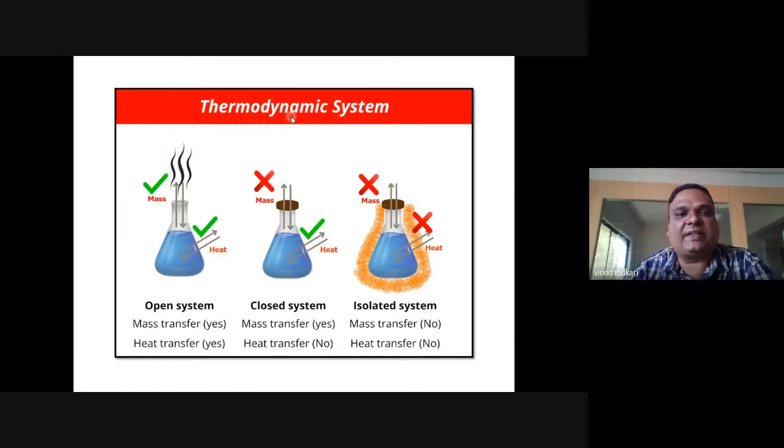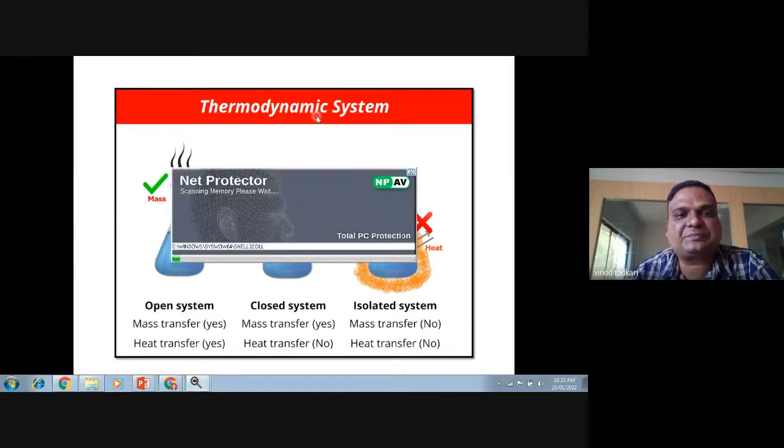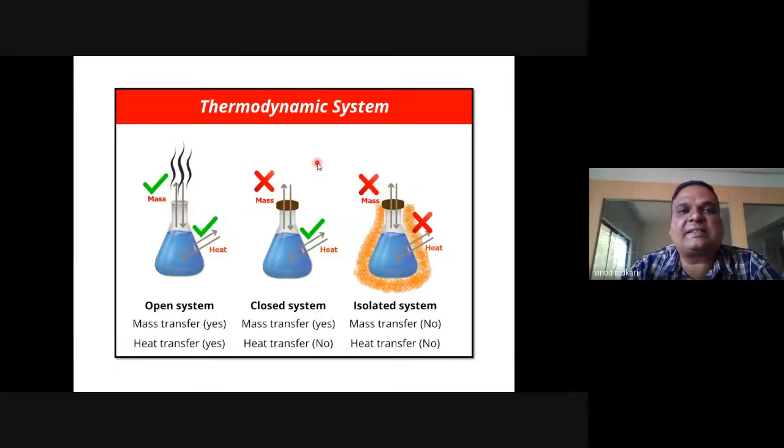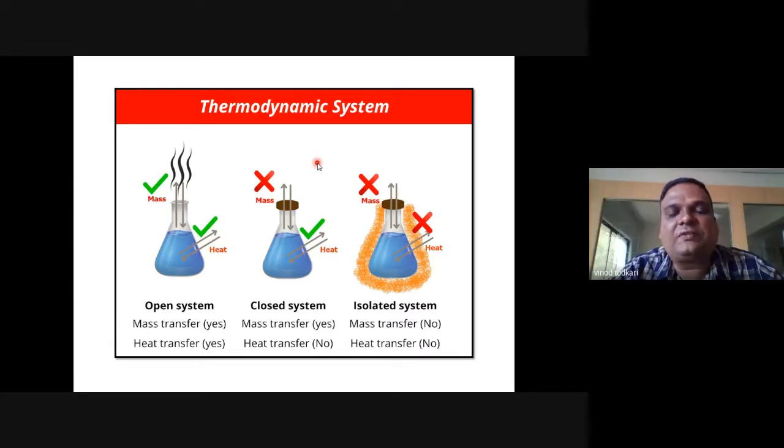Okay. Anyway, now see, as far as thermodynamic system is concerned, what is thermodynamic system? It is the part in which observations are made, right? Or it is a part of universe which is chosen for the thermodynamic analysis. Now tell me, what are the three types of a thermodynamic system? Open system, closed system, isolated system. Excellent. There are three types of thermodynamic systems: open system, closed system, and isolated system.